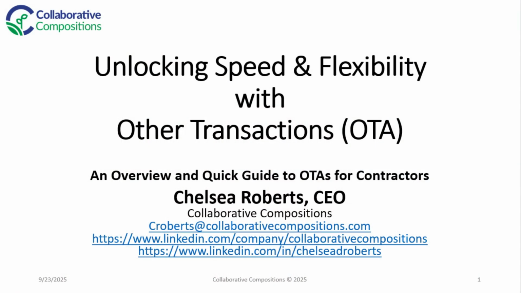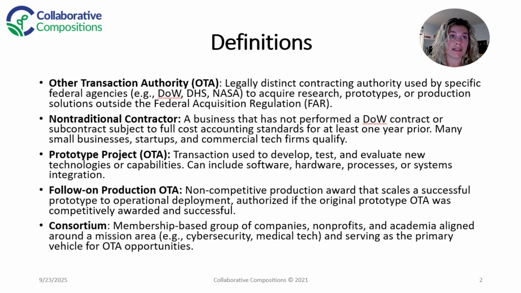Now, let's just get all on the same page with a couple of quick definitions. Other transactions and other transaction authority, or OTA and OT, you'll hear used interchangeably. The other transaction authority is a legally distinct contracting authority that is given to certain federal agencies that allows them to enter into agreements that are outside of the traditional Federal Acquisition Regulation. Other transaction is the instrument that comes out of an other transaction authority agreement. So that is the other transaction, while the authority is given to specific agencies. There's a distinction there.